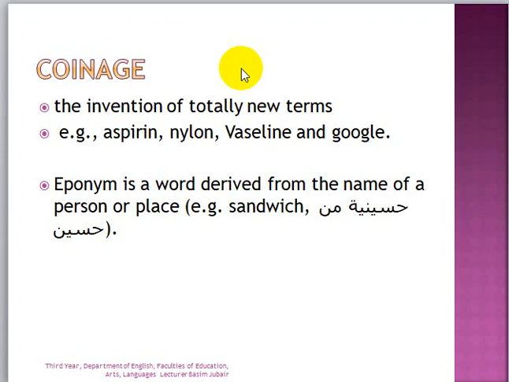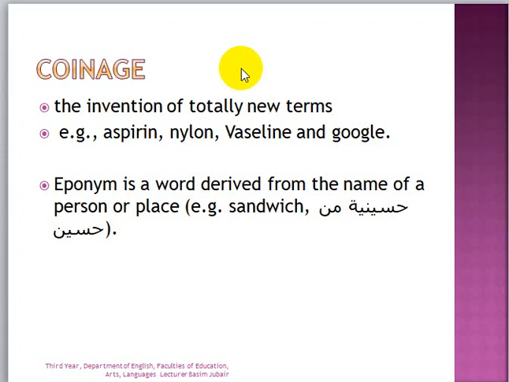For example, aspirin, nylon, Vaseline, and Google. All of these words, although they seem to us nowadays normal words, at the time they were very strange. And if we talk about coinage, every one of us can coin new words on his own.